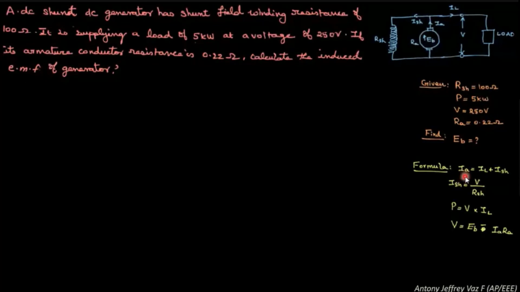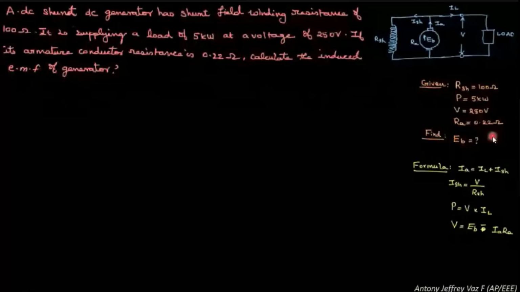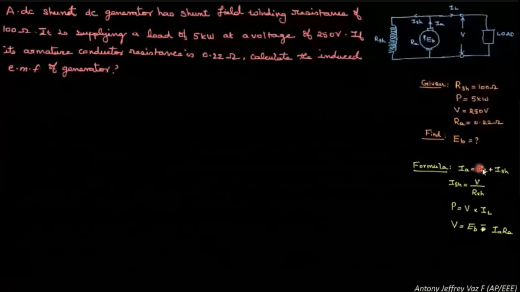Here IA will be higher, so IA will be equal to IL plus ISH. Since it is a generator, the generator is the armature, so from the armature, the current will get out. So from IA, it will be divided into two parts. One is ISH and IL. So apply Kirchhoff's current law at this position. You will get IA is equal to IL plus ISH.